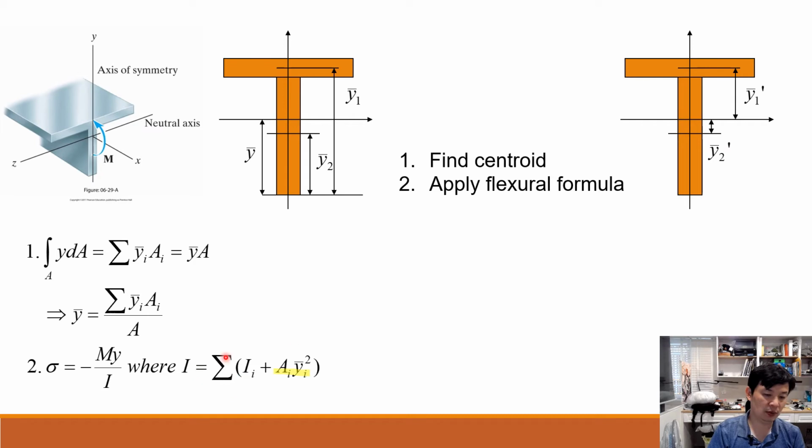Okay, so just remember that you need to consider not only the original I for each part, but also the distance from its own centroid to the centroid of the whole cross-section. So the contribution of these two parts should be considered as well.